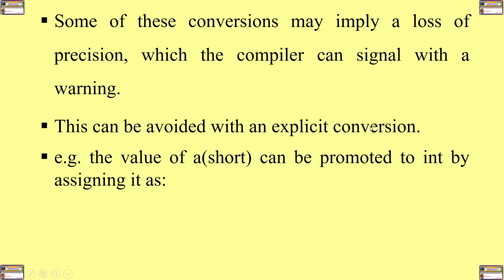For example, the value of a short can be promoted to int by assigning it as follows. You can assign, for example, 2000 into A, which is of type short. And then if you declare a new variable, which is of type integer, for example, B, then we can easily assign the value of A to B, because this time round, both A and B will be of the same type, which is type integer.